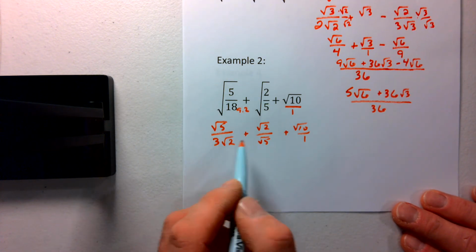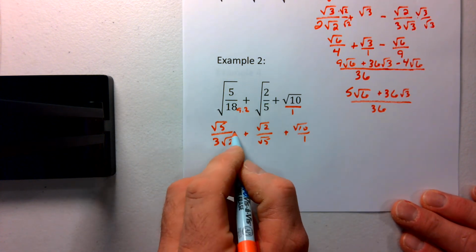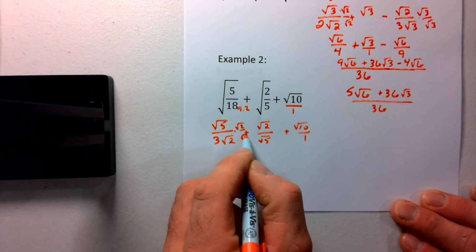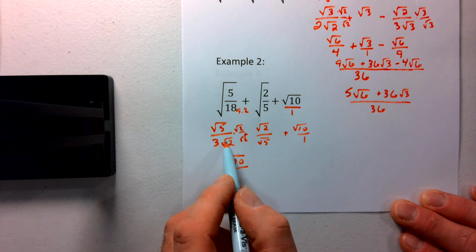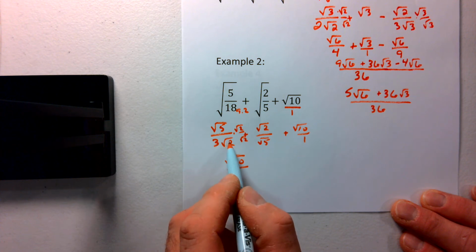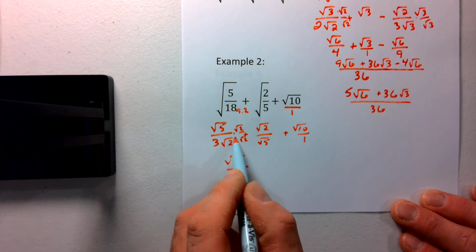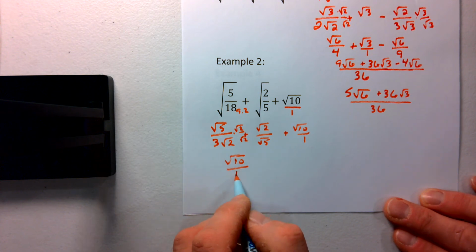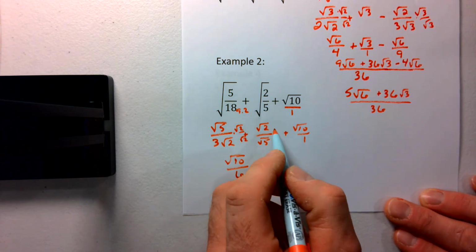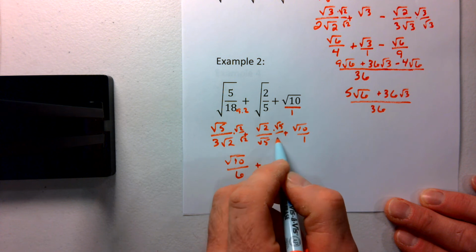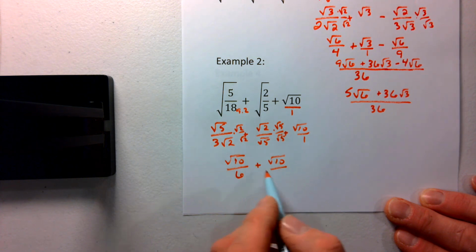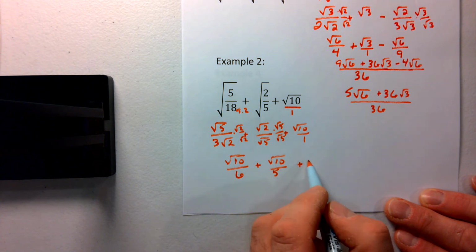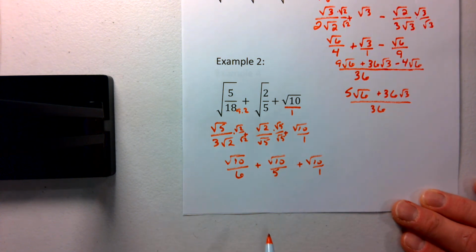We're going to go ahead and rationalize each of our denominators. So we have radical 2 over radical 2, and we get radical 10 divided by, again we have 3 times radical 2 times radical 2. Radical 2 times radical 2 is 2, times 3 gives us 6. Here we're going to multiply by radical 5 over radical 5 to get radical 10 over 5. And then plus the square root of 10 over 1.